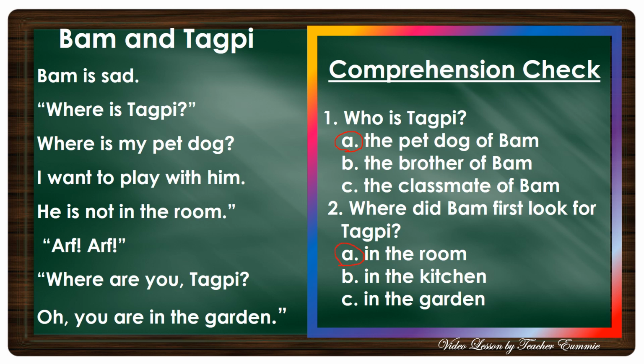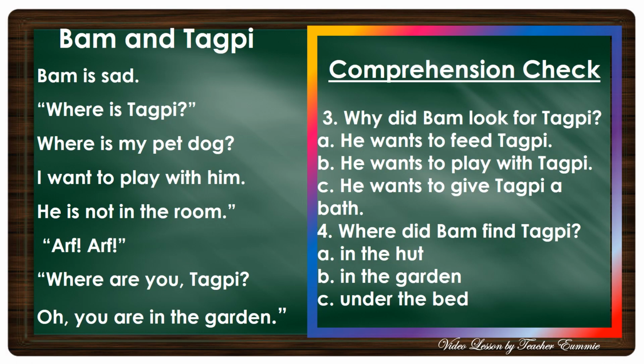Now let's have number 3. Why did Bam look for Tagbi? Is it A, he wants to feed Tagbi, B, he wants to play with Tagbi, or C, he wants to give Tagbi a bath? Okay, very good. He wants to play with Tagbi.